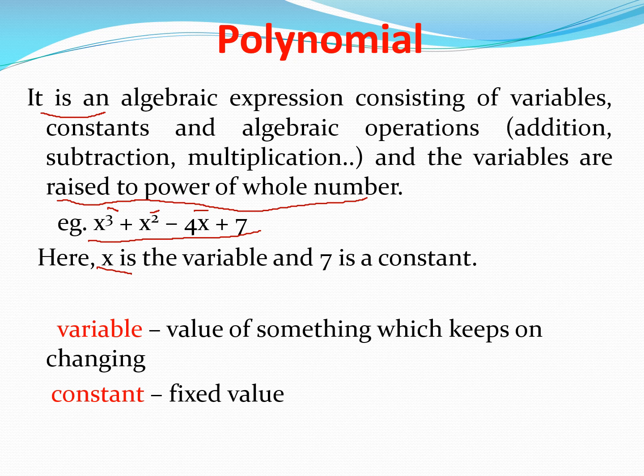Now we will see in this polynomial 7 is without any variable. That means 7 is a constant. The terms variables and constants also we have done in our earlier classes. Variables are the value of something which keeps on changing and constants are fixed value.